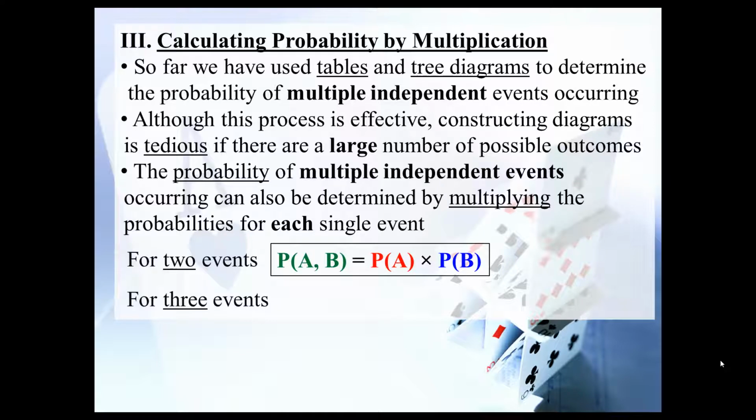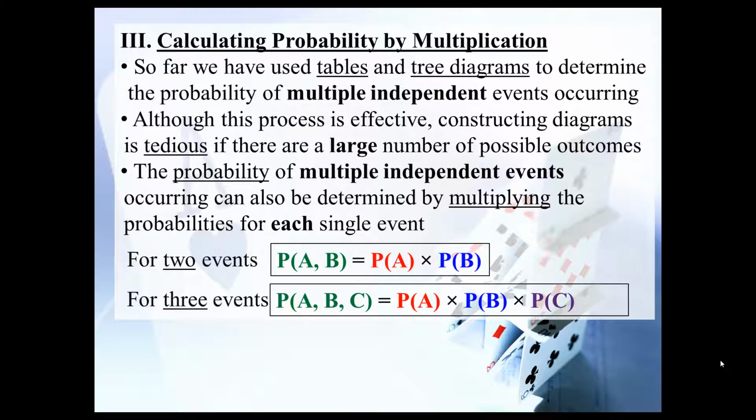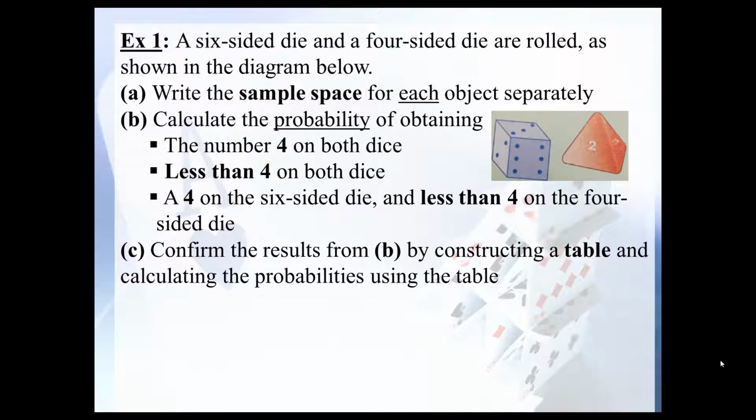Or if we had three independent events, the probability of events A, B, and C occurring could be determined by taking the probability of event A occurring, multiplying by the probability of event B occurring, and multiplying by the probability of event C occurring. And the key thing here is that I can do these calculations prior to even constructing a table or a tree diagram, which can potentially save me a lot of work in performing these calculations. So let's show you how to do this.